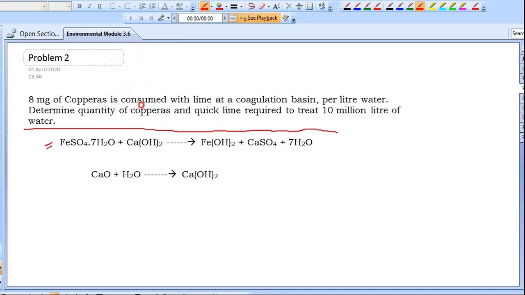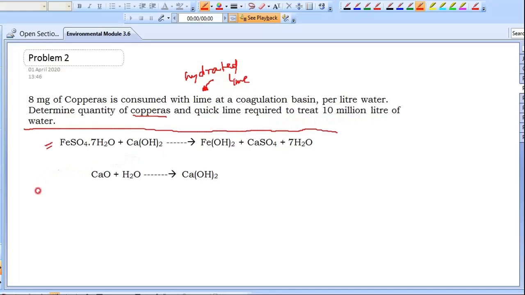8 mg of copperas is consumed with lime. They have not mentioned which lime it is. We will assume it as hydrated lime, at a coagulation basin per liter of water. For every liter, they are going to add 8 mg of copperas and some lime. Determine the quantity of copperas and quick lime required to treat 10 million liters of water.